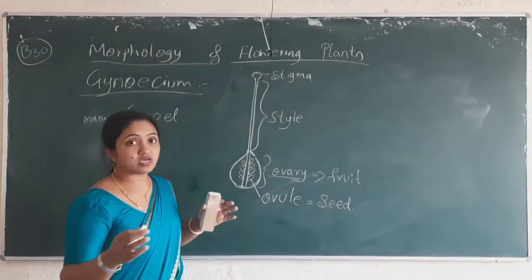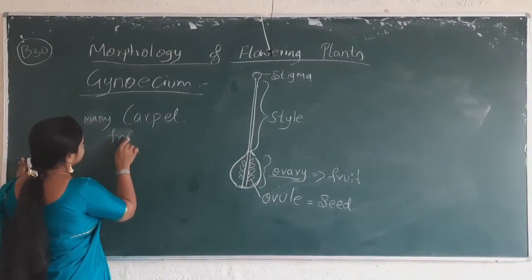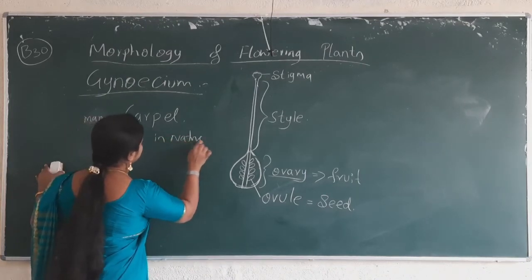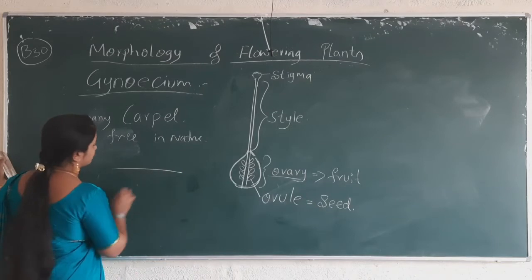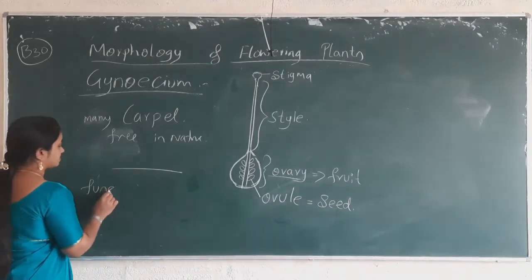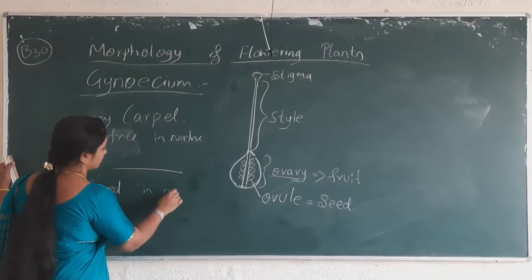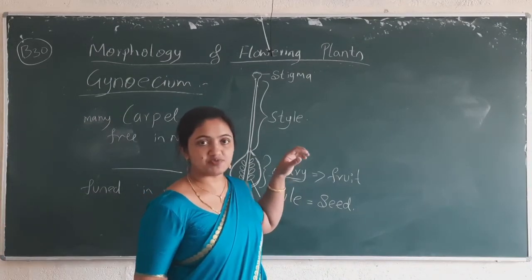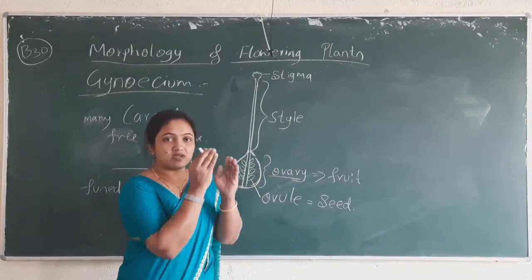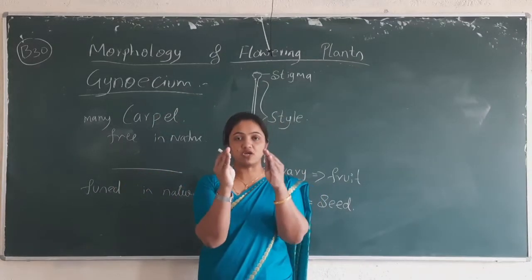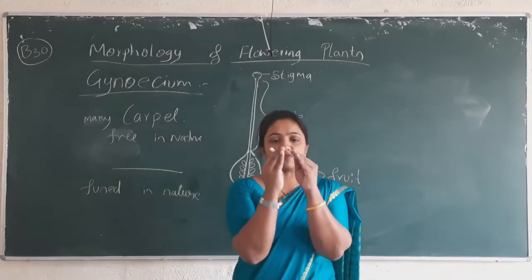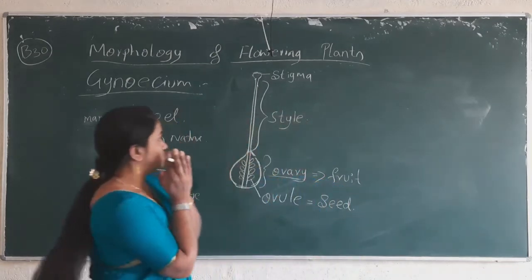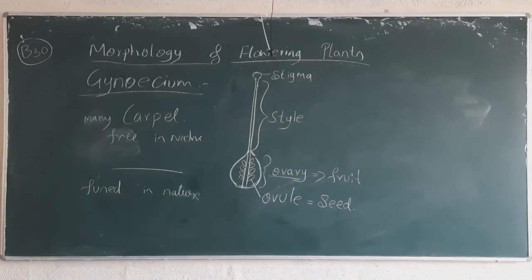If all those carpels are free in nature, what do you call that type of carpel? If those carpels are fused in nature, fused meaning their physical appearance is fused. Now consider this is one carpel, one more carpel, one more carpel, one more carpel. A number of carpels get fused with one another. What do you call that type of carpel? So you have to remember these 2 points, my dear students.